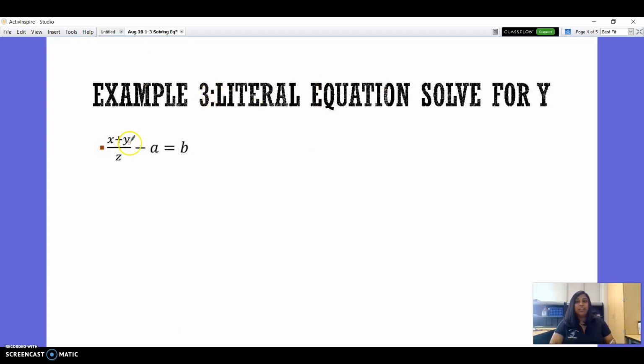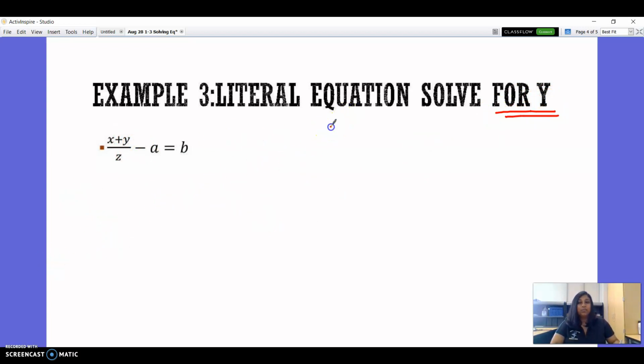So right here we have a literal equation. A literal equation is where you have many variables that could be used to solve for the equation. Right now it's solved for b. B is by itself, so this equation is solved for b. What we want to do is solve for y. So we're trying to get y by itself.